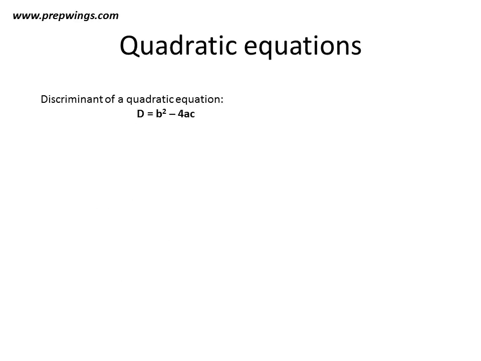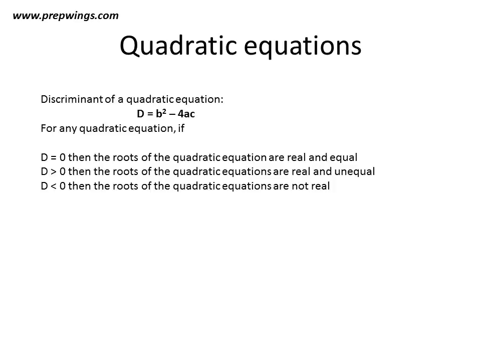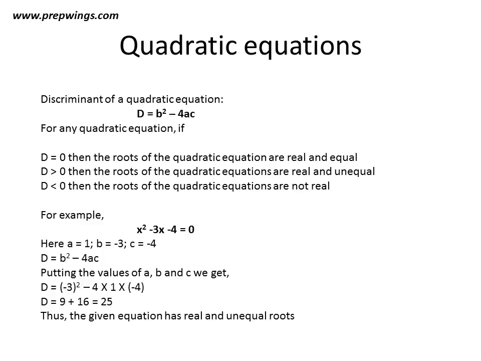Now we'll talk about the discriminant in quadratic equations. The discriminant D is equal to b square minus 4ac for a given quadratic equation. For any quadratic equation, if D is equal to 0, then the roots of the quadratic equation are real and equal. If D is greater than 0, that means D is positive, then the roots are real and unequal. And if D is less than 0, then the roots of the quadratic equation are not real. Okay, so an example is shown over here.